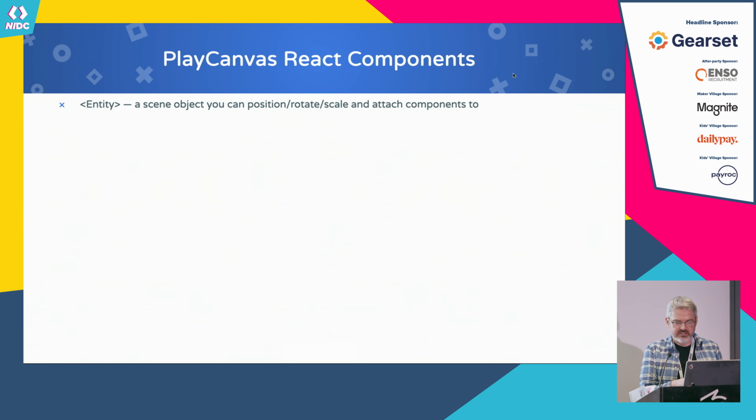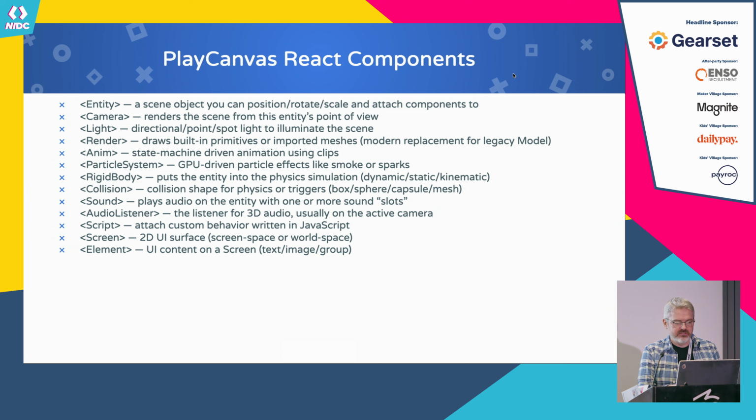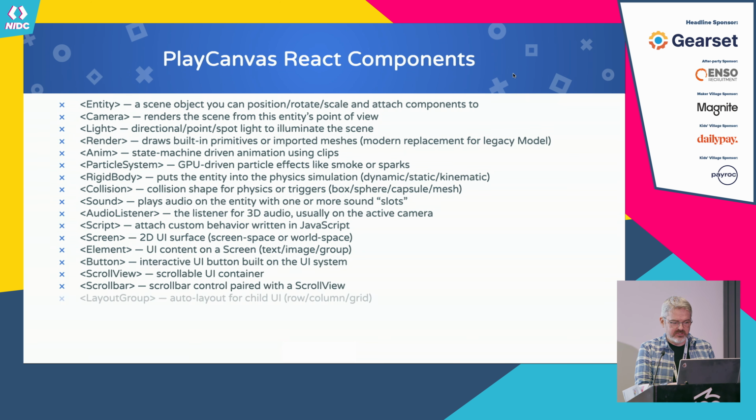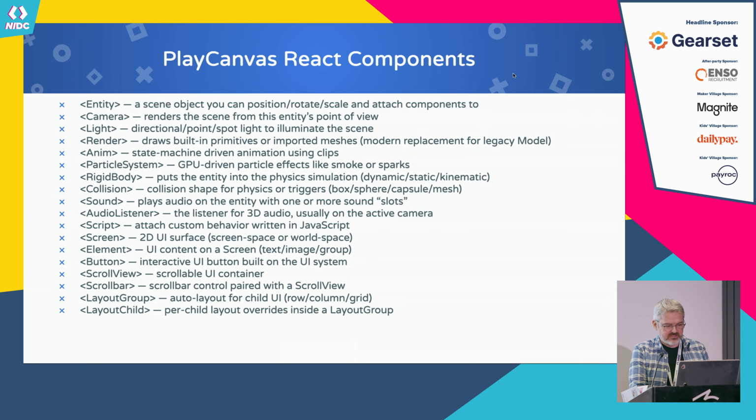Camera. I'm just going to press space a lot here because it's going to be a lot. Particle systems, rigid body system, collisions. There's the sound, listeners. You can add in scripting there. You can add 2D interfaces, elements, your classic buttons, scroll view, layout groups. Keep going.